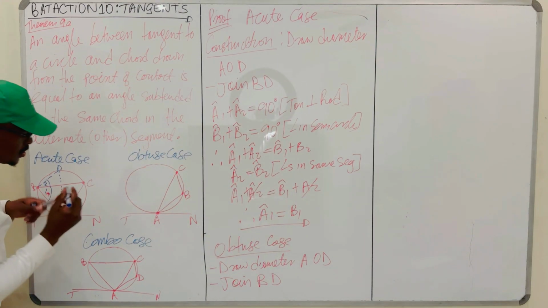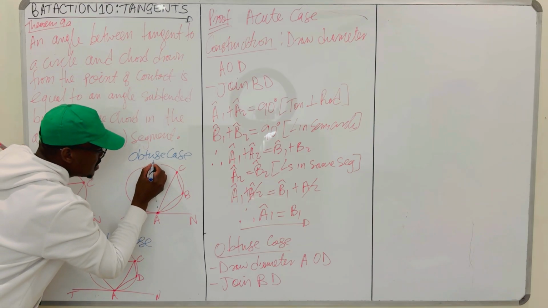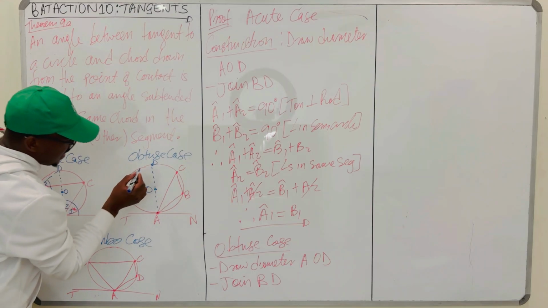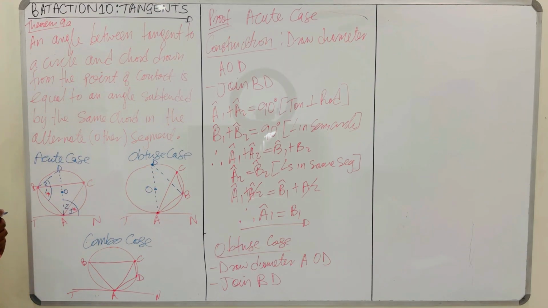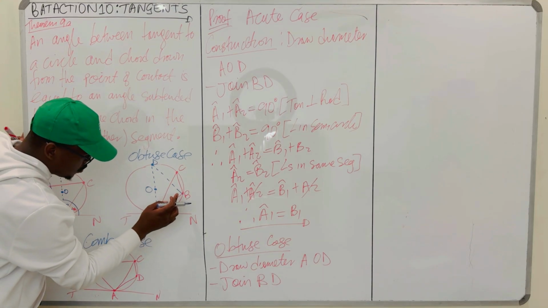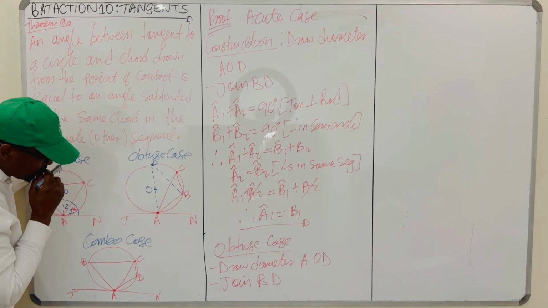So, in this case, we're going to draw a diameter AOD. Here's a D here, and maybe here's an O somewhere here. And then we join BD. Are you with me? Yes. Are you following me? So we're trying to show that this angle over here is equal to that angle over there. Are you still with me? Yes. Fine.